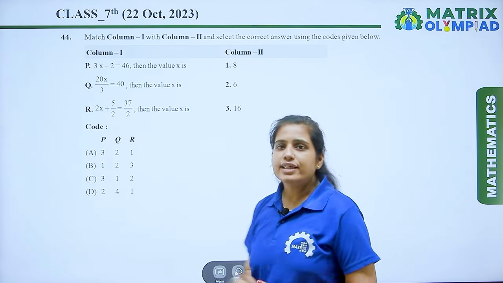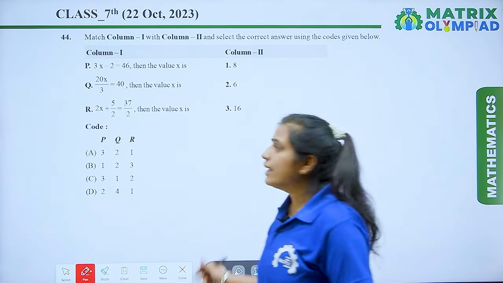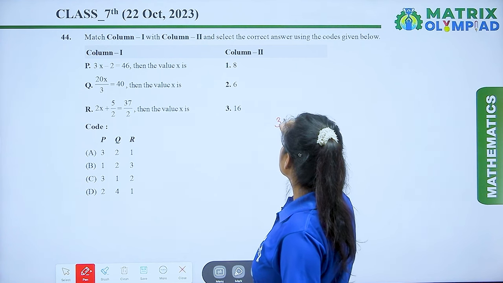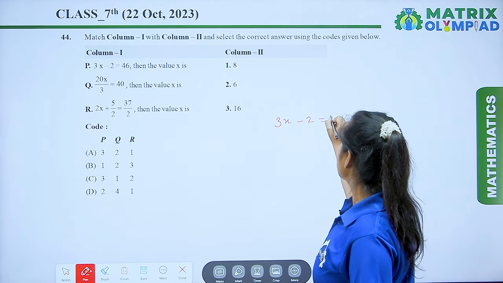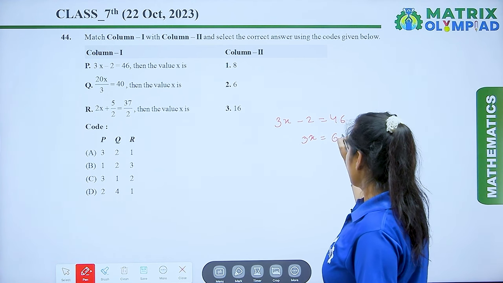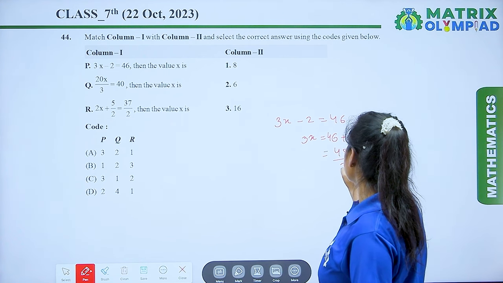Now, in the next question, we have to find out the value of x. Now, let's find out the value of x in the P part. 3x minus 2 is equal to 46. So, 3x is equal to 46 plus 2, which is 48. Divided by 3.